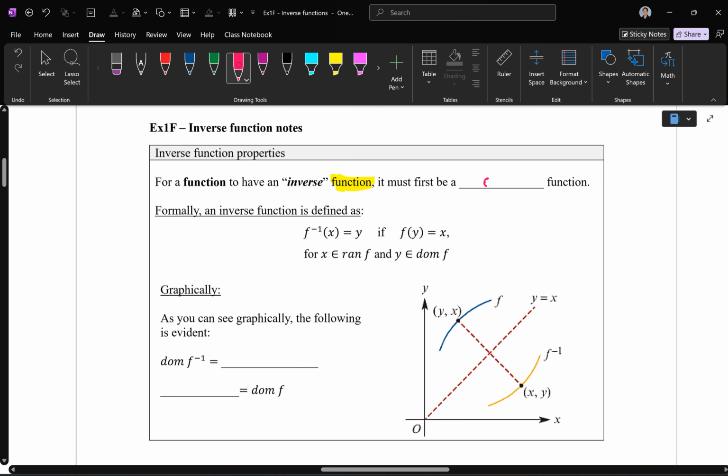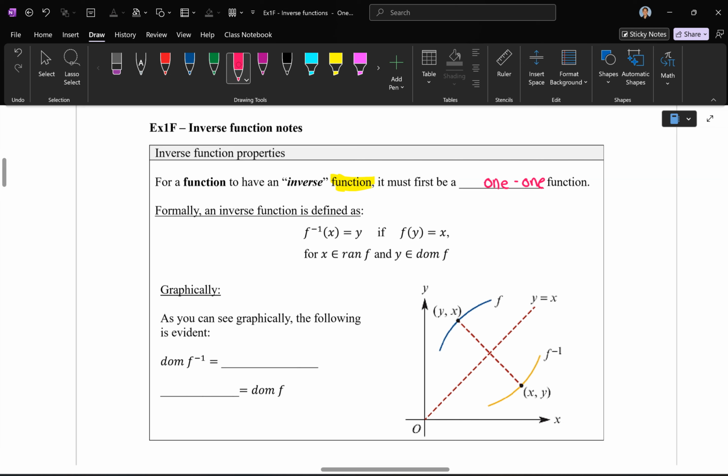be a 1-to-1 function. So if you did 1C, then you understand what a 1-to-1 function is. If it's not a 1-to-1 function, you will not have an inverse function. You will have an inverse, but it will be an inverse relation.